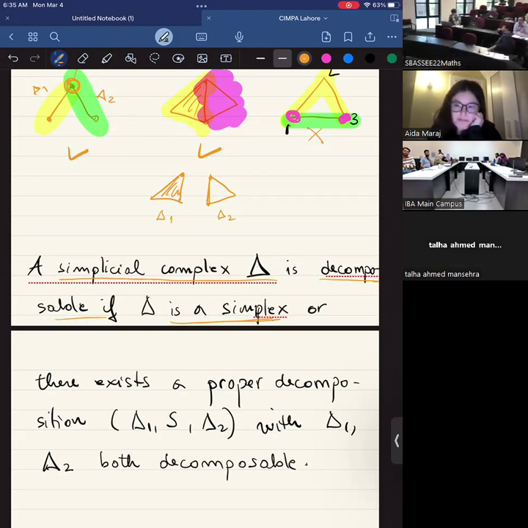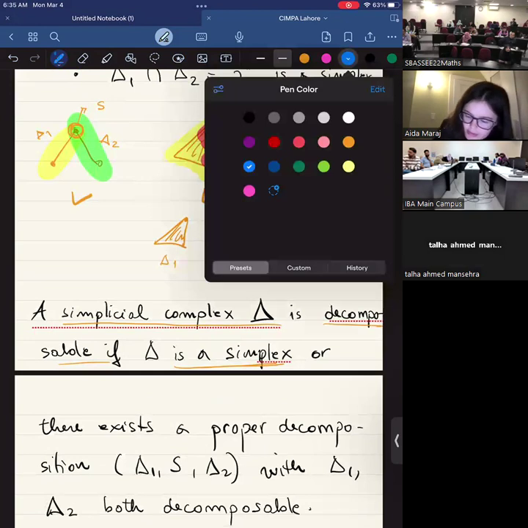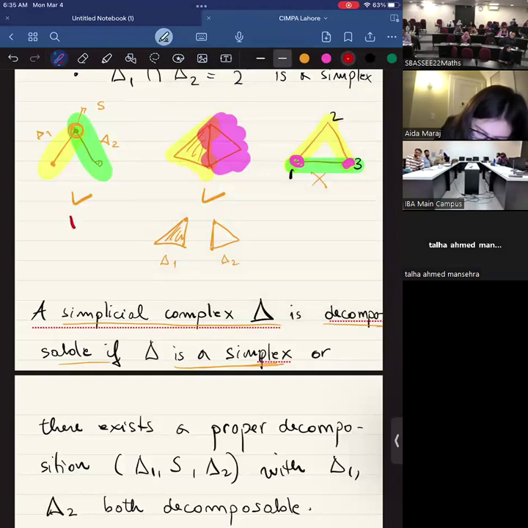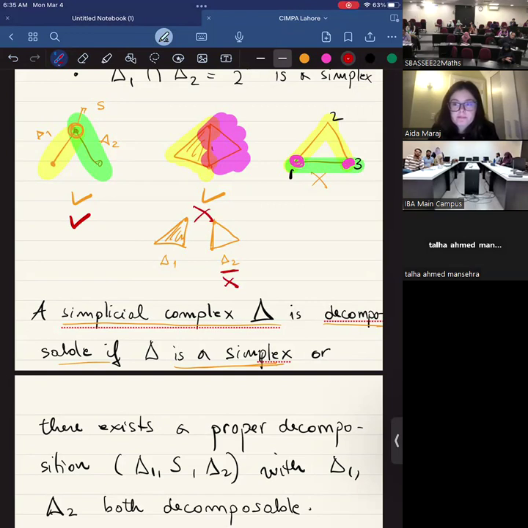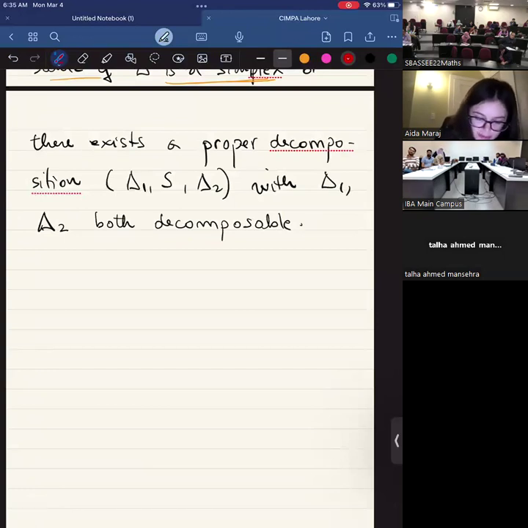So the first example here is also decomposable because the two pieces, delta 1 and delta 2, are simplices. This one is not decomposable because delta 2 is not decomposable. And the third one, if you are not reducible, you are immediately also not decomposable. However, this class is quite large, so we can create other examples.